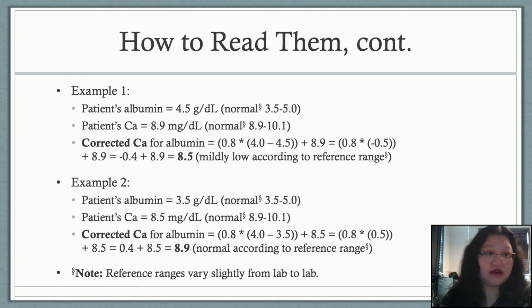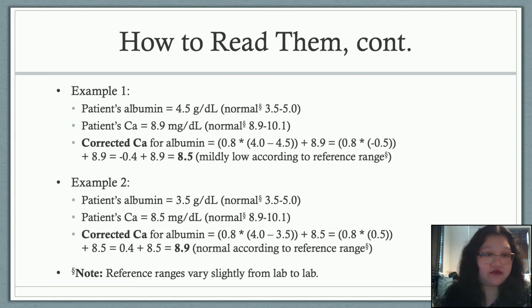Just to give an example here, this is from myself. I had an albumin of 4.5. My serum calcium was reading as 8.9. The corrected calcium, when you plug the numbers into that equation, is actually 8.5, which is mildly low according to the reference range for that lab. So 8.9 sounded so good, but at 8.5, I was actually feeling kind of low.